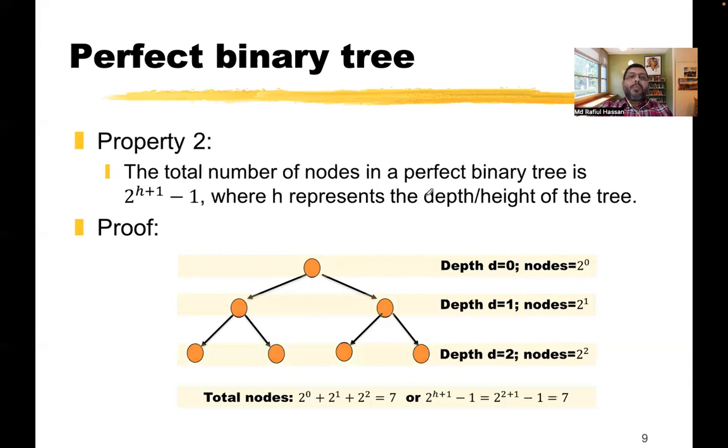Another property of the perfect binary tree is about the total number of nodes in a perfect binary tree.